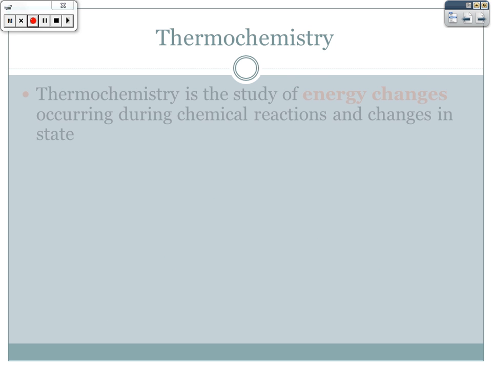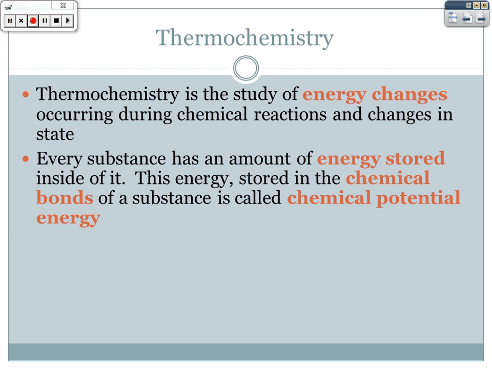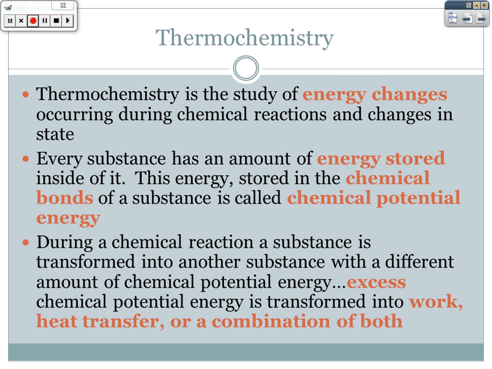So, thermochemistry. Thermochemistry is the study of energy changes occurring during chemical reactions and changes in state. Every substance has an amount of energy stored inside of it. This energy stored in the chemical bonds of a substance is called the chemical potential energy. And during a chemical reaction, a substance is transformed into another substance with a different amount of chemical potential energy. Excess chemical potential energy is then transformed into work, heat transfer, or a combination of both. So thermochem is all about the chemical potential energy stored in each substance.